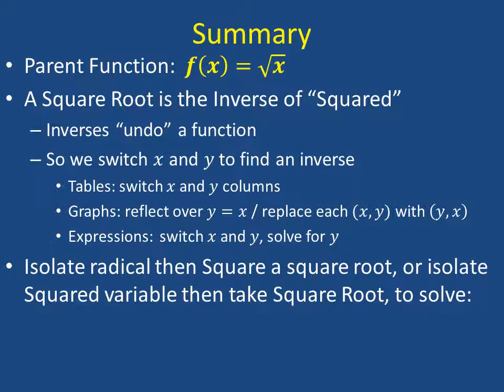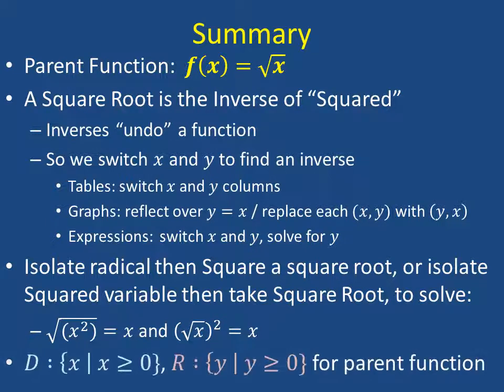To solve square root equations, what we want to do is isolate the radical, and then we're going to square the square root. And to solve an x squared, we're going to isolate the squared variable and then take the square root. So we see that the square root of x squared gives us x, and squaring the square root gives us x. And finally, we see that the domain of the square root function is going to be all values of x greater than or equal to 0, and the range will be all values of y greater than or equal to 0 for the parent function. If we transform the function, we'll have to modify the domain and range.